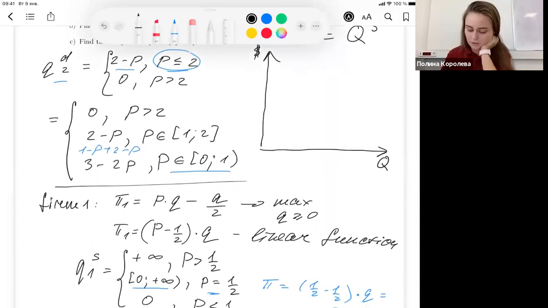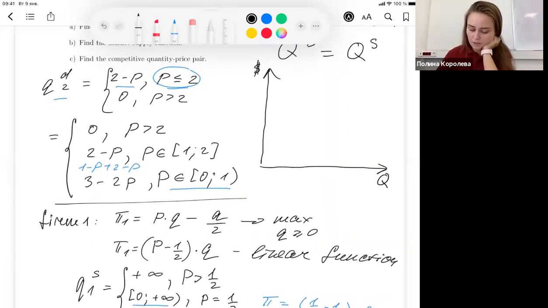And let's start from demand. Demand is 0 if price is greater than 2. Then it is 2 minus P if price is from 1 to 2. So something like this, 2, 1. 2 minus P, slope equals 1. Here would be 1.